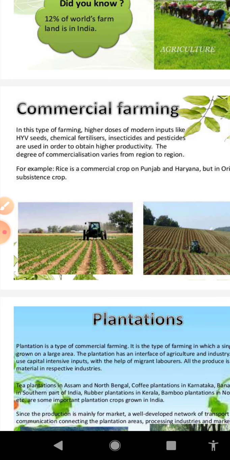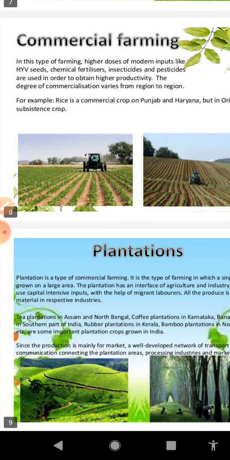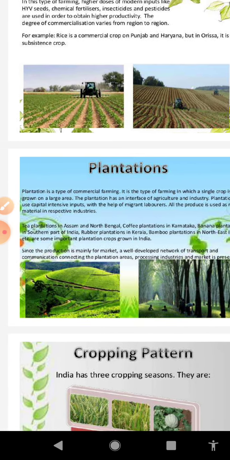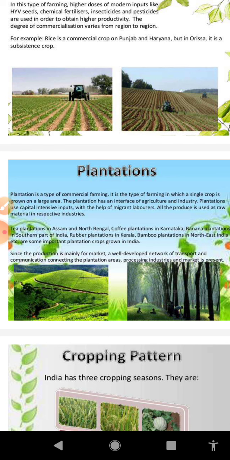If we take the example of paddy, or rice, in the states of Punjab and Haryana it is cultivated as a commercial crop. But if we take the example of Orissa and Jharkhand, in these states paddy or rice is cultivated as a subsistence crop to sustain their family. After that, we will take one example of commercial type of farming. So plantation agriculture is a good example of commercial type of farming.